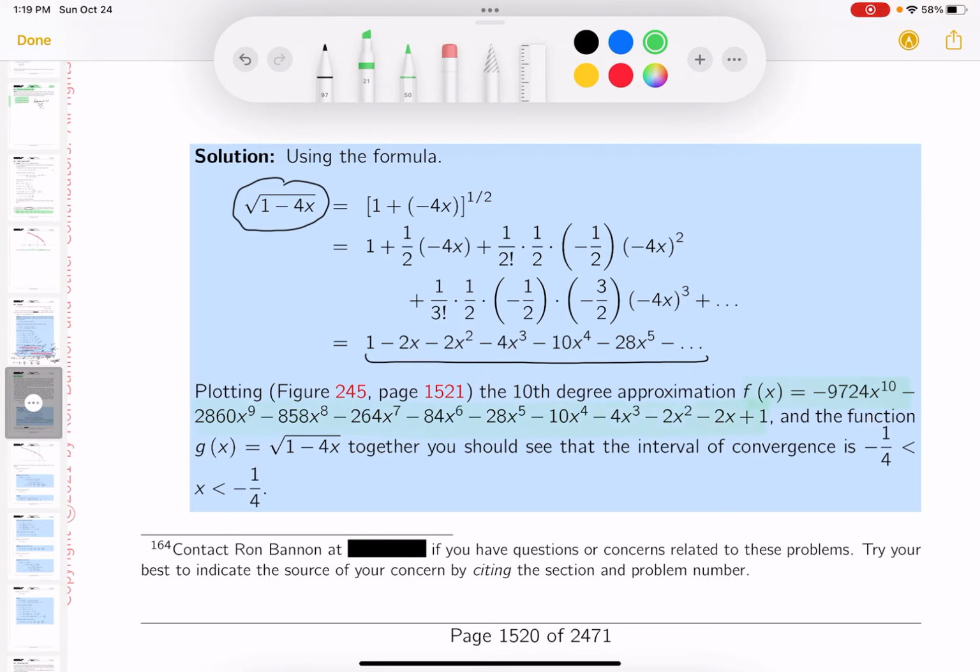Now, someone says, how'd you do the 10th degree expansion? I'll be honest with you, I cheat a little bit. I actually use a computer because I don't want to compute those numbers. They get bad quick, there's no doubt about it. In the beginning, they're okay. This converges between minus 1/4 and 1/4.